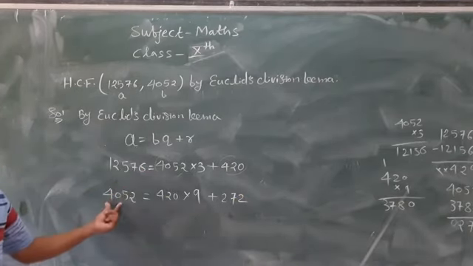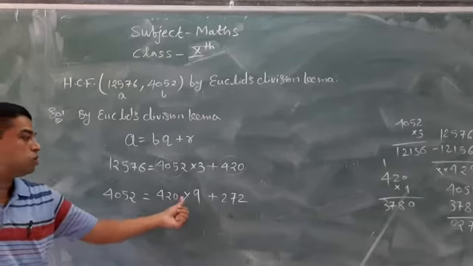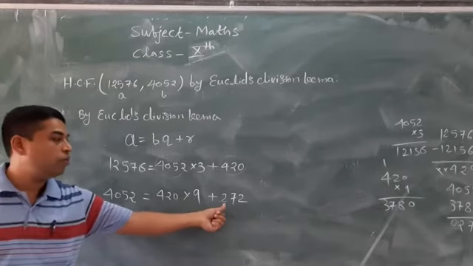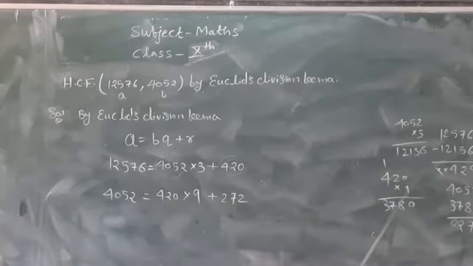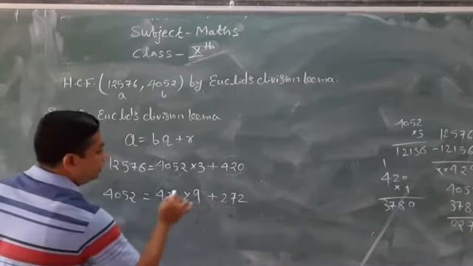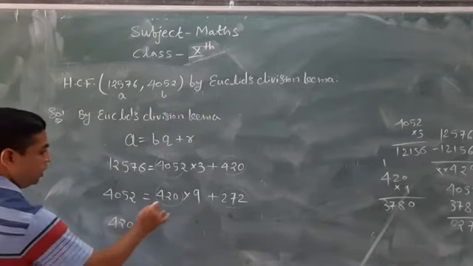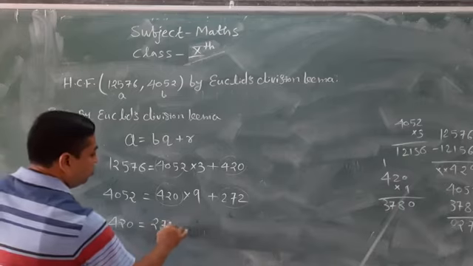4,052 will be your A and 420 will be your B. So when we divide it, it goes 9 times. And what will be your remainder? 272, which is not equal to 0. Again we will continue, by taking the divisor and remainder. So 420 will be your new value of A and 272 will be your new value of B.